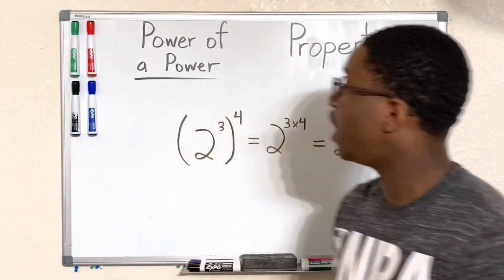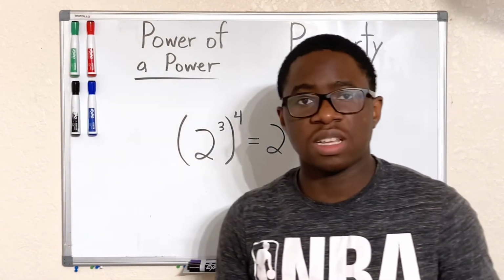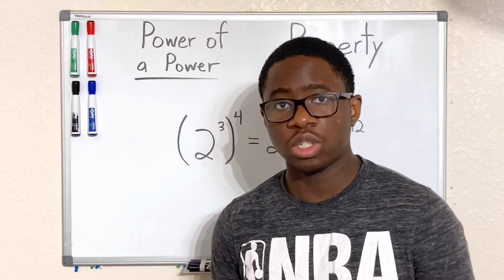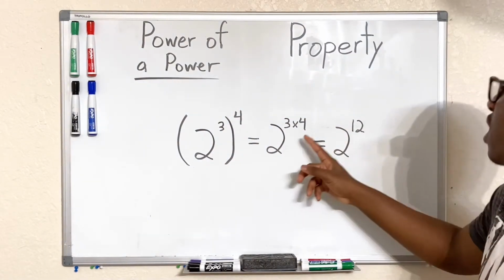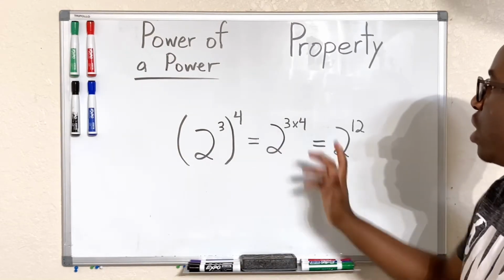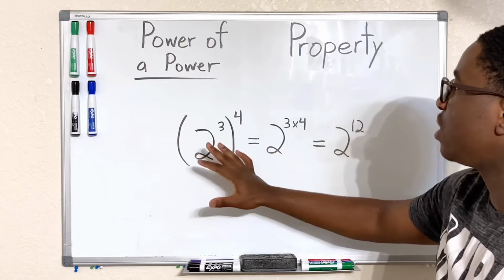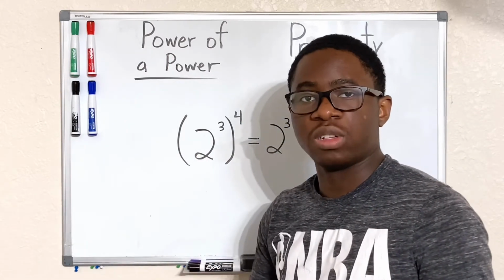Alright guys, fifth on our list of exponent rules we have today is the power of a power property. In this case, it's kind of similar to the product and quotient properties, with one exception. We're not adding or subtracting, but in this case, we are multiplying. So here we have 2 raised to the 3rd power, in parentheses, and then all of this raised again to the 4th power. So you see it's kind of layering.